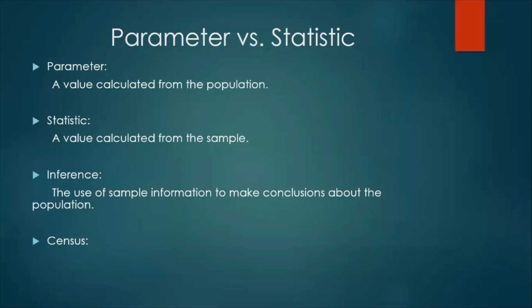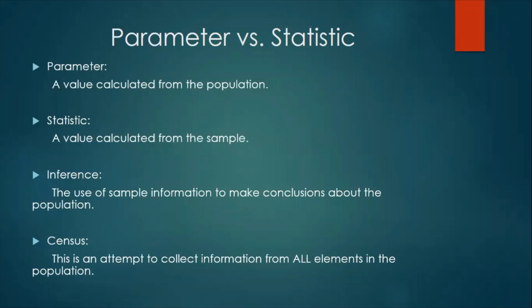Next, we're going to be looking at census. A census is an attempt to collect information from all elements in the population. So I think every 5 years, Statin does a census for Jamaica, where they collect age, levels of education and so on from as many citizens as they can, and that is an example of a census.